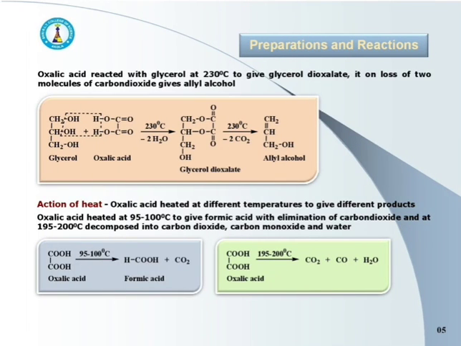Oxalic acid, when reacted with glycerol at 230 degrees centigrade, gives glycerol dioxalate, which by loss of two molecules of carbon dioxide gives allyl alcohol. Initially, glycerol and oxalic acid combine at 230 degrees. There is a loss of a water molecule and glycerol dioxalate is formed. This glycerol dioxalate then releases CO2 to form allyl alcohol.